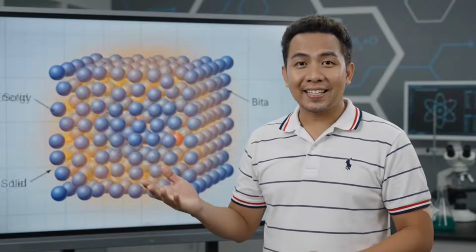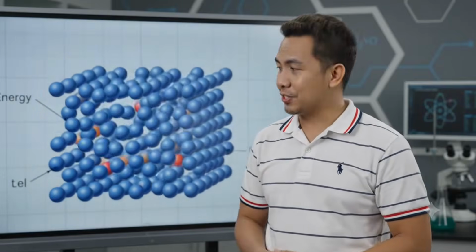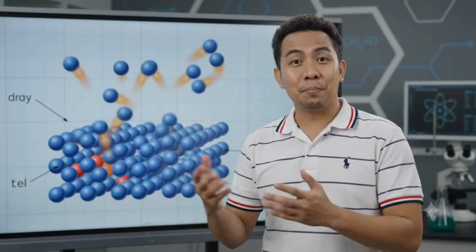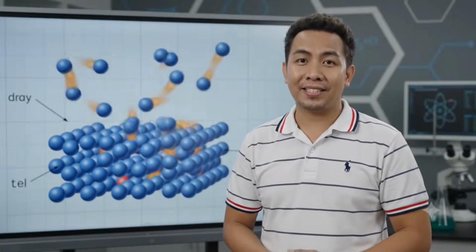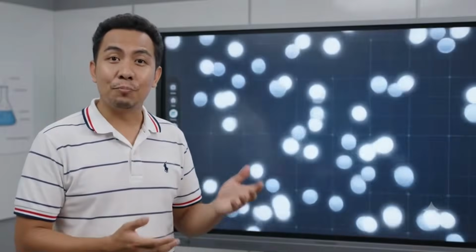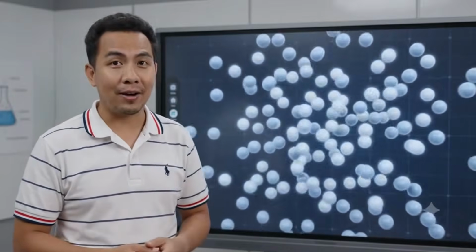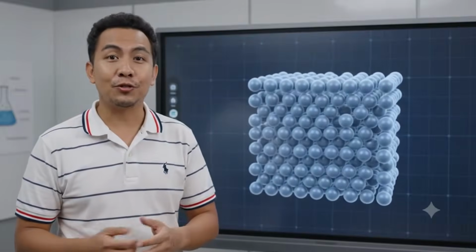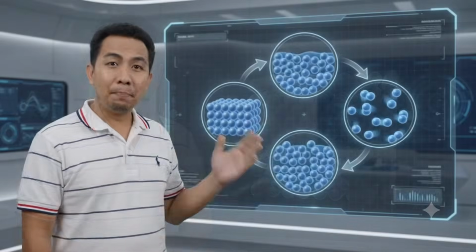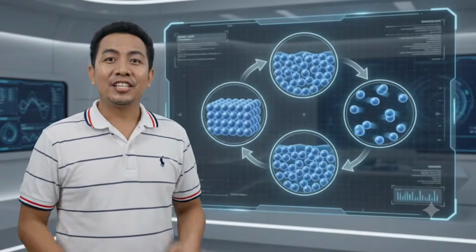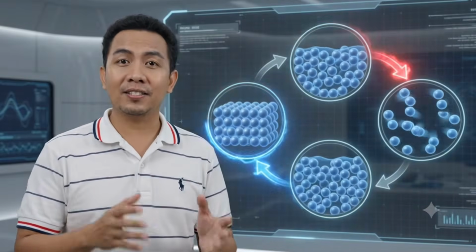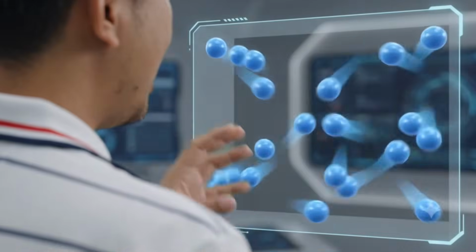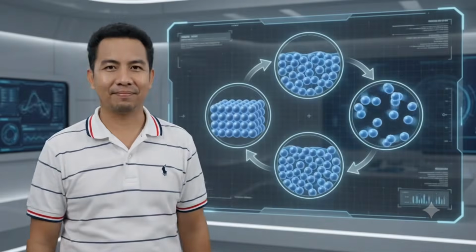When energy is added, particles generally move faster. This can cause solids to melt and liquids to evaporate into gases. When energy is removed, particles generally slow down. This can cause gases to condense and liquids to freeze into solids. The big idea is this. Changes of state happen because particles gain or lose energy, changing their movement and arrangement.